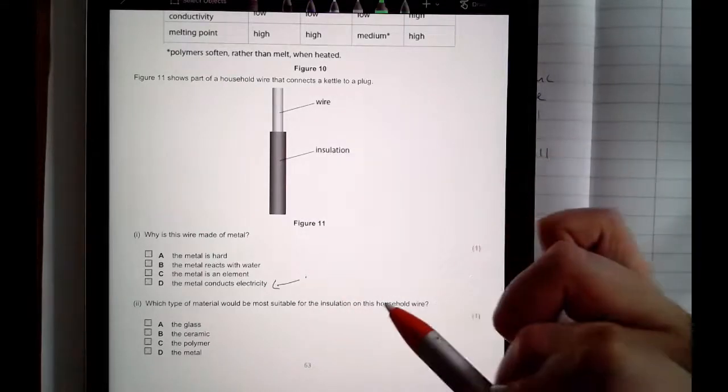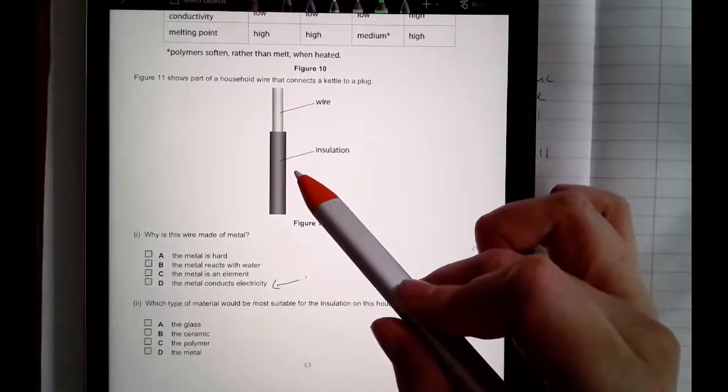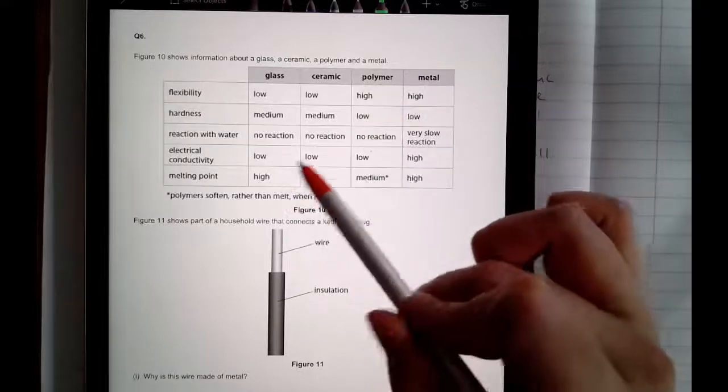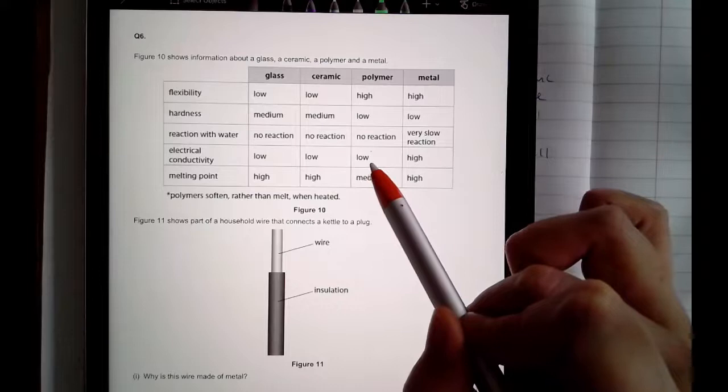What type of material will be most suitable for the insulation? So the insulation, you don't want it to conduct electricity. You want to be able to pick up that wire without getting a shock. So it's important that it's insulated. So you're going to look back up here at one that doesn't conduct electricity, and you'll see you've got 3 that don't conduct electricity. So how are you going to narrow this down a little bit more?